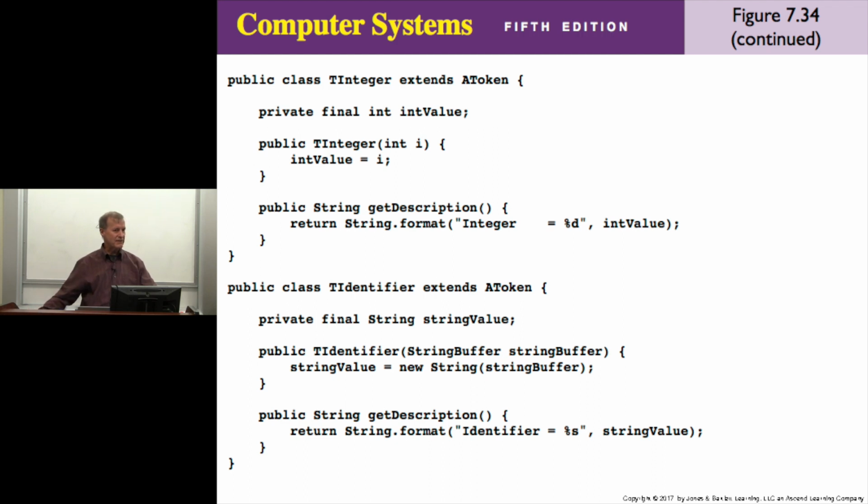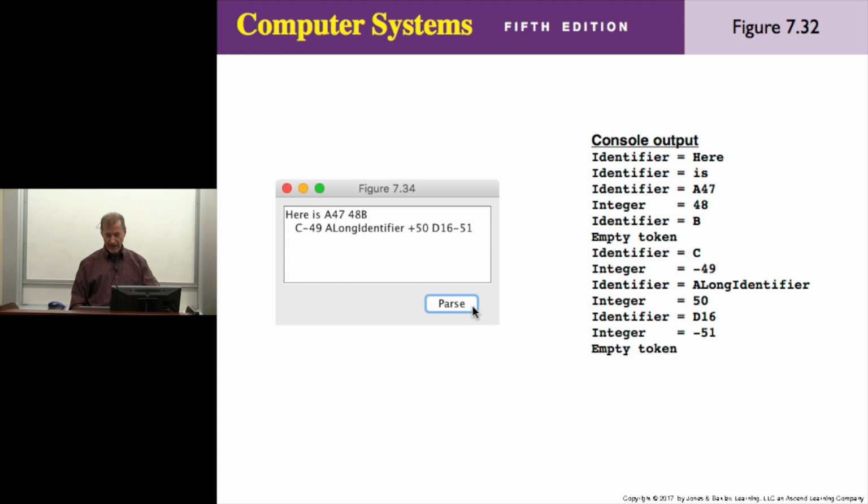It's modeled after that. So it says "Integer    =", and then %d is the integer placeholder, and then we do int value. Now do you see how that produces, let's go back here to figure 7.32, do you see how that produces Integer = 48 on this figure? It takes the int value and converts it over. Does everybody see how that works? Are we good?